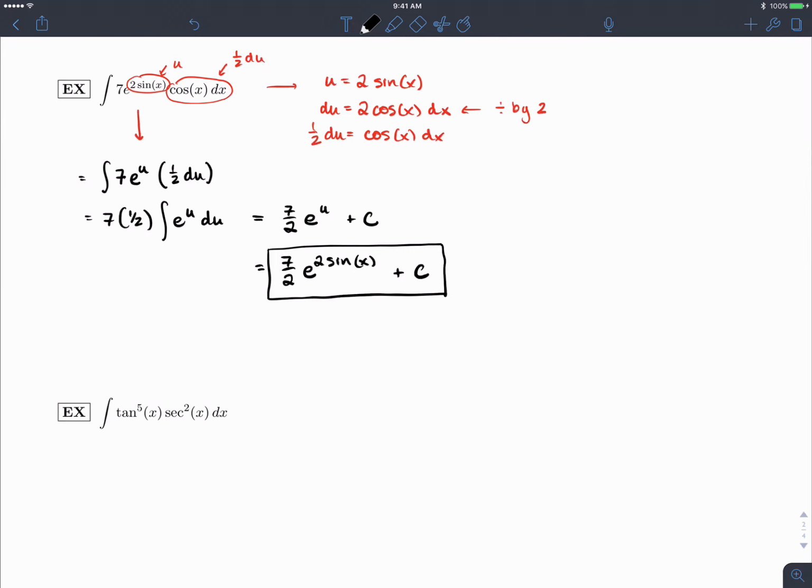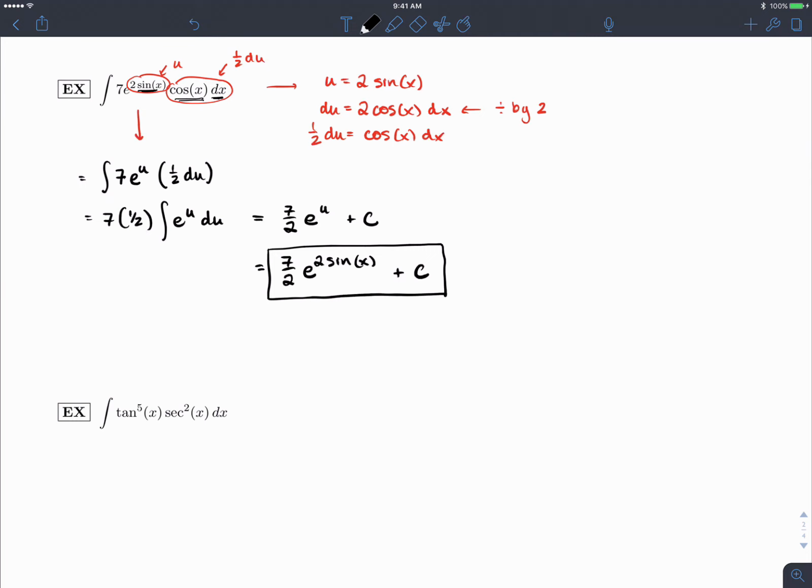Now, one thing that I will mention is maybe it was tempting to choose cosine as our u. Notice that if we had let cosine be the u, then yes, we would have had a sine of x dx, but our sine of x is not connected with that differential dx right there. So that would have been a problem. We would want those two pieces to be connected, like cosine of x and dx were.